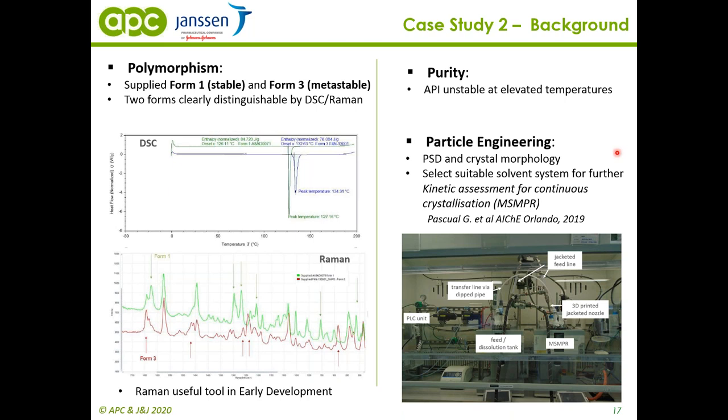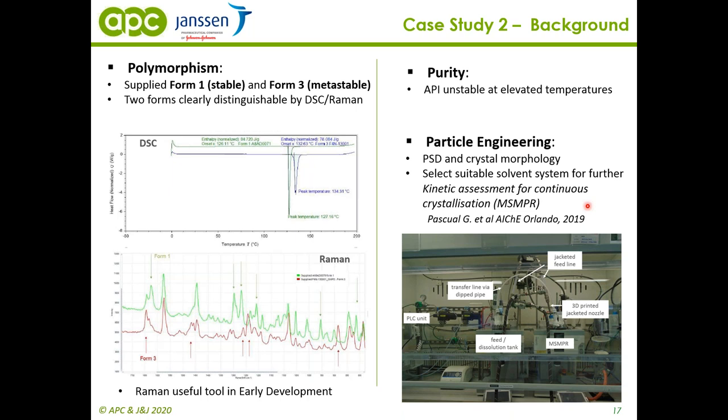Regarding the purity, the API was unstable at elevated temperatures, and the focus of the project was actually on solvent selection. We wanted to select a suitable solvent that can be used for further kinetic assessment for continuous crystallization. It was a batch and steady state operation where we wanted to assess whether the API is suitable for MSMPR. This work was done and presented in Orlando by Gladys.